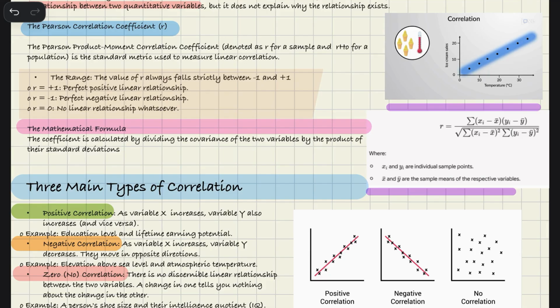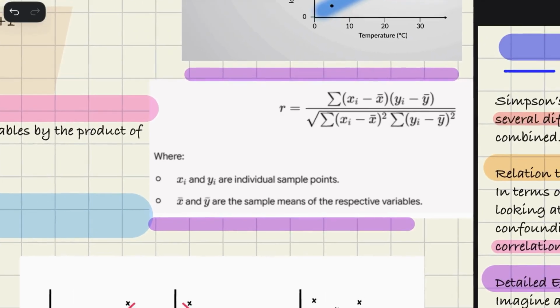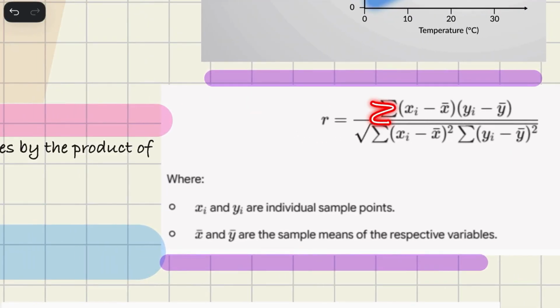So mechanically, how is it calculated? The formula divides the covariance of two variables, which tells us if they move together, by the product of their individual standard deviations, which scales the result to between -1 and 1. It is stated as r equal to the summation of (xi minus x sample mean) times (yi minus y mean), divided by the square root of the product of the sums of squares for x and y. So this is how we calculate the correlation.